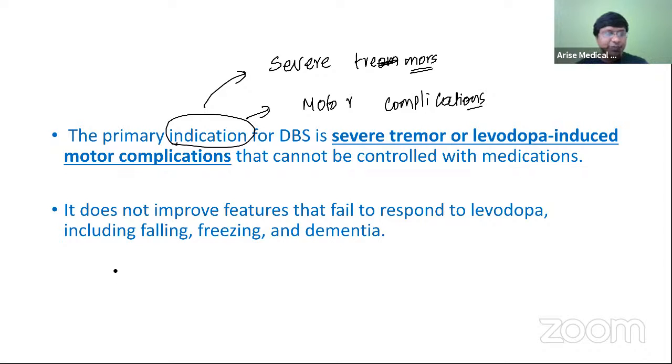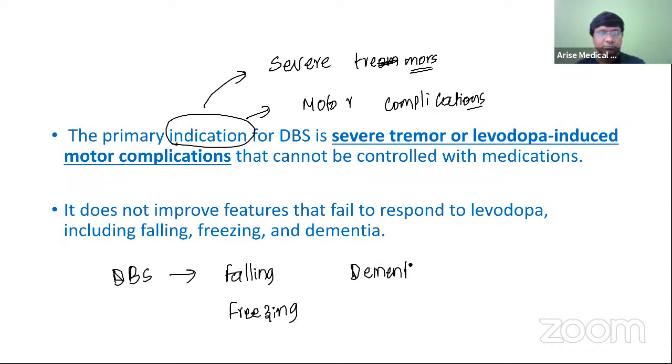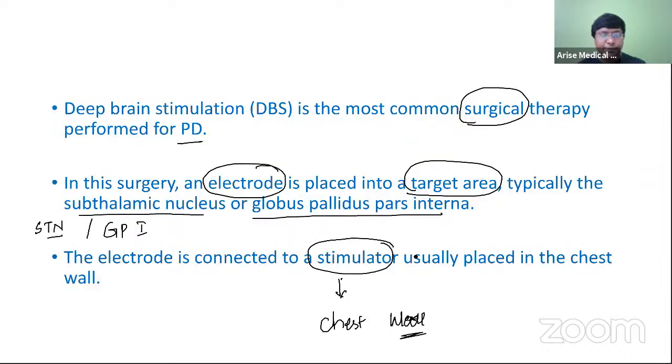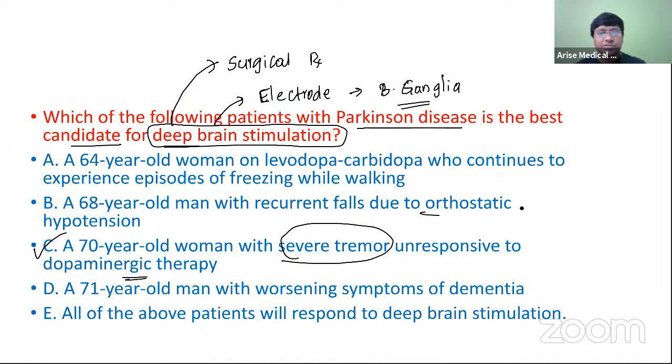And let me tell you, deep brain stimulation will not respond to the frequent falling of the patient. It will not respond to the freezing of the patient. It will not respond to the dementia of the patient. And it will also not respond to the postural hypotension as well. Orthostatic hypotension is also not responded to by deep brain stimulation. So, to summarize deep brain stimulation.